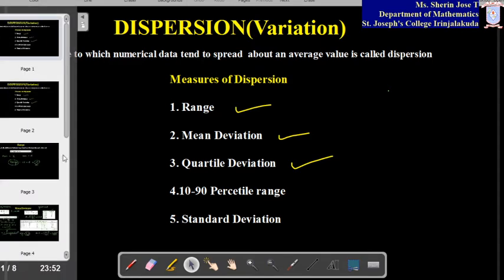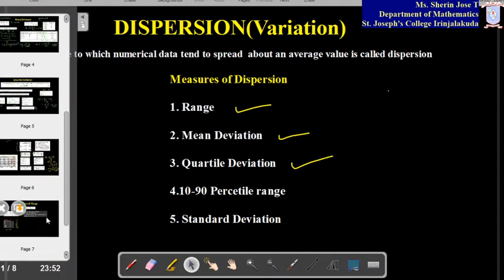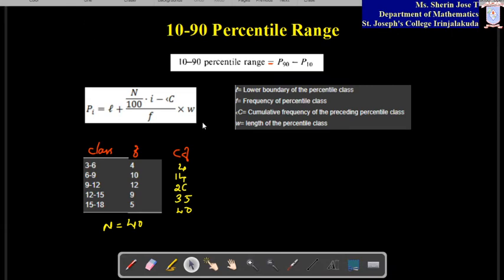The formula is here 10 to 90 percentile range. You might be remembering the notation for percentile, P90 minus P10. This is called the percentile range, 10 to 90 percentile range. So you have to find P90 and P10.